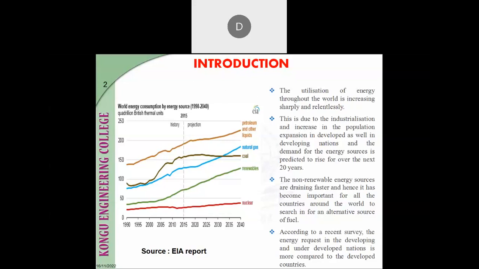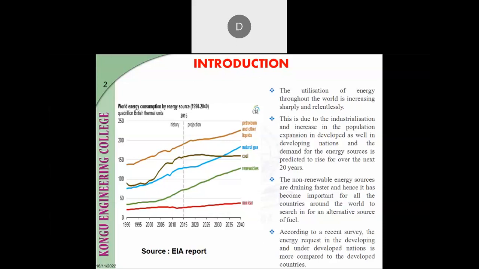This is due to the industrialization and, as we have discussed, the increase of the population. And this is not only in developed countries, but in all nations, even developing nations. And the demand for energy sources is predicted to rise over the next 20 years.